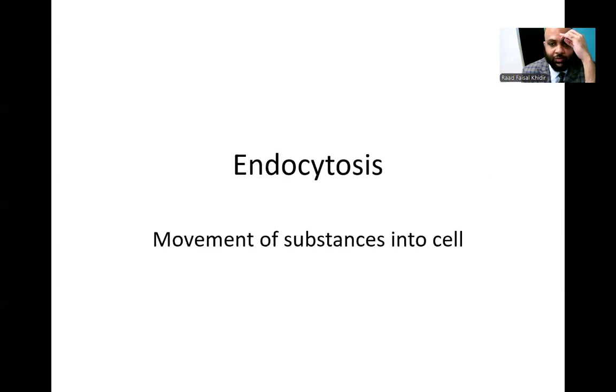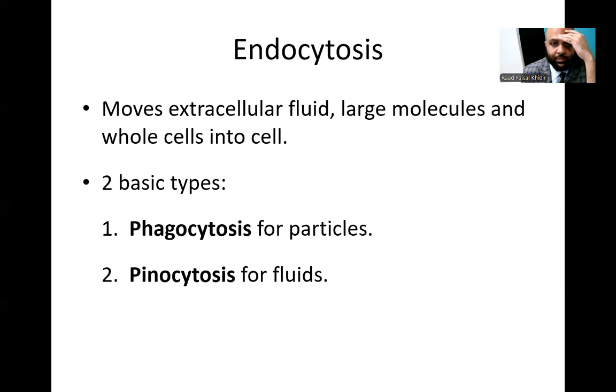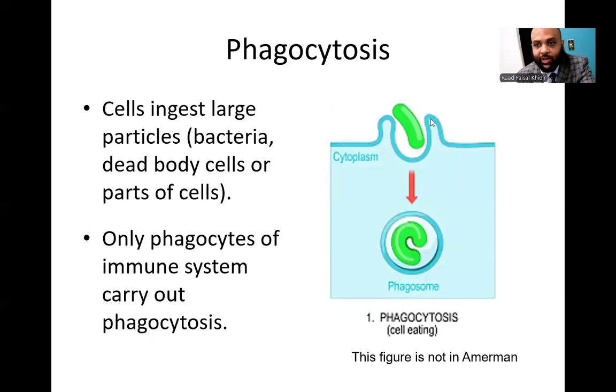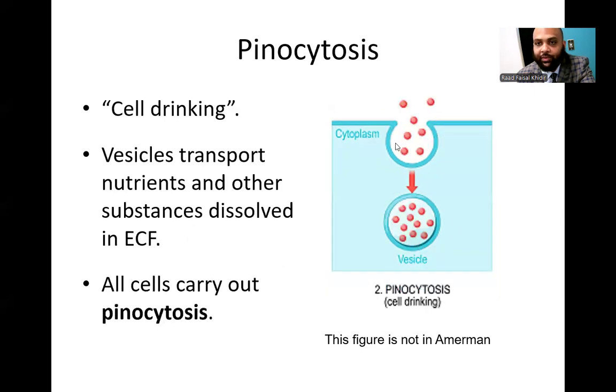Endocytosis is the movement of substances into the cell. Examples of endocytosis: it moves extracellular fluid, large molecules, and whole cells into the cell. There are two basic types, phagocytosis for particles and pinocytosis for fluids. You see, now we have taken in, that's phagocytosis, our dangerous green bacteria, and that's known as a phagosome. The next step, a lysosome will come and swallow this phagosome.